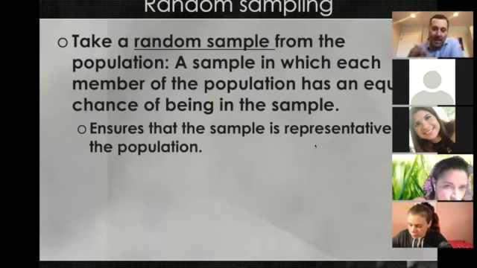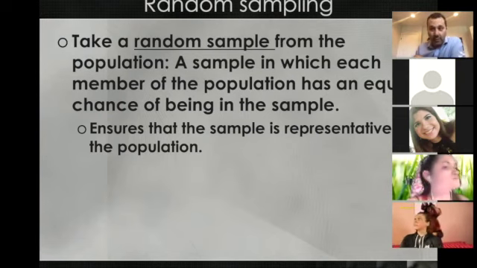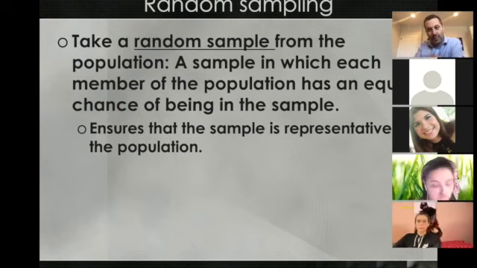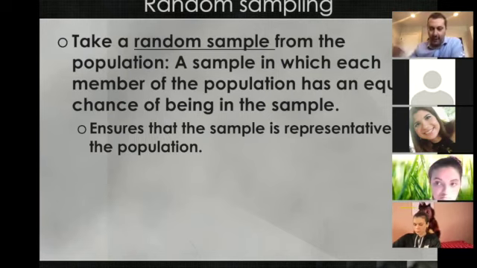Okay, so that's the main purpose, or really the purpose of random sampling, is to ensure that the sample that we get for our study is representative of the population at large. And that's the only technique that we can use that ensures that our sample is representative of the population.